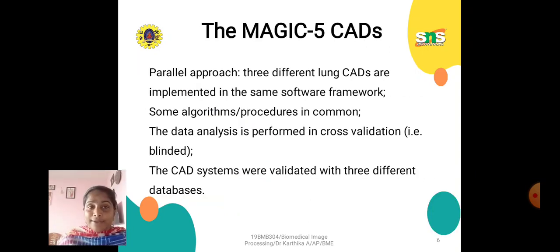And the M5L CAD. Here we have the parallel approach. Three different lung CADs are implemented in the same software framework. Some algorithms and procedures are in common, and the data analysis is performed in cross-validation, like blinded. The CAD systems were validated with 3 different databases.